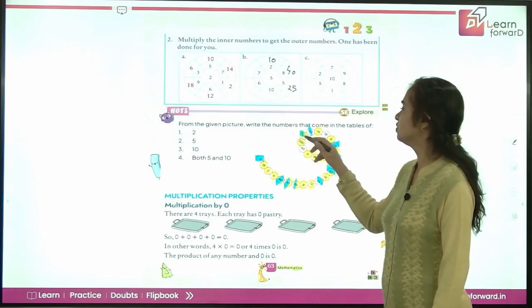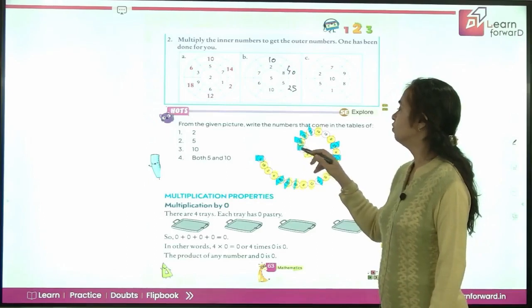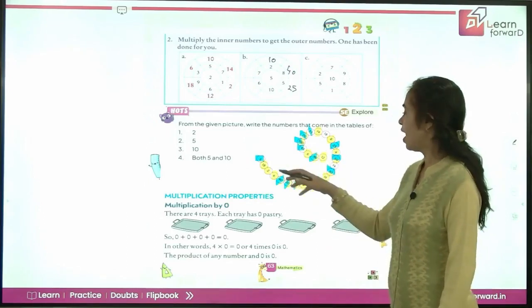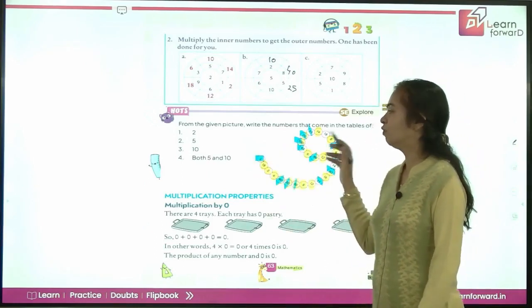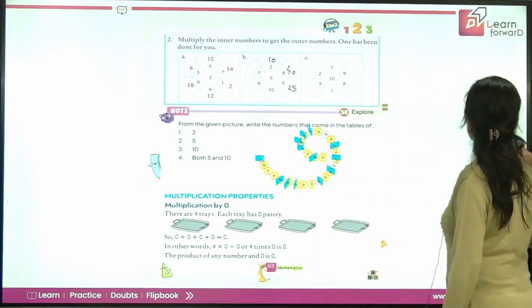Then you have 70 after 5 tens are 50. Then 100 also comes. 5 times 9 is 45. Then 90 will also come. So, I have marked the numbers that will come in the table of 5, and yellow, those will come in the table of 2.